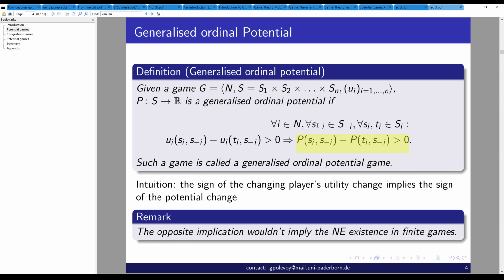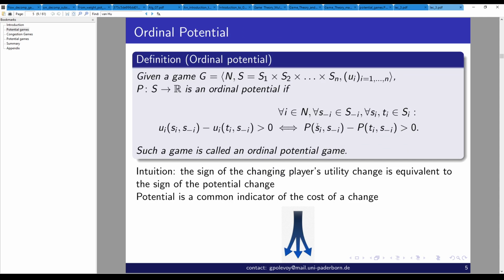So we're going to see that. I'm just saying that there is a reason that we define only that direction. But we also want to define something more general. So that was the generalized ordinal potential. Now we drop the generalized, and now we define just something which is called ordinal potential. So now it's going to be less general. It's going to be more restrictive in the requirement, a stronger requirement.